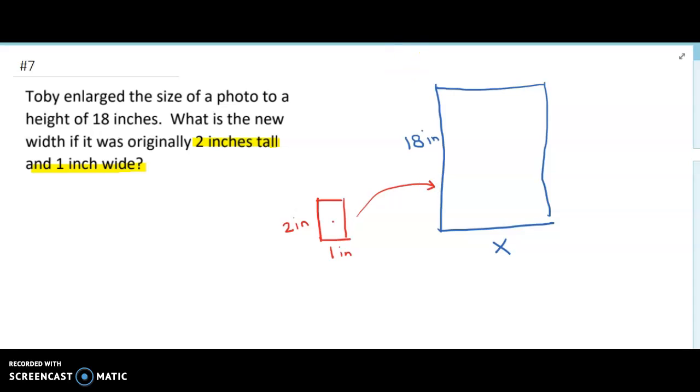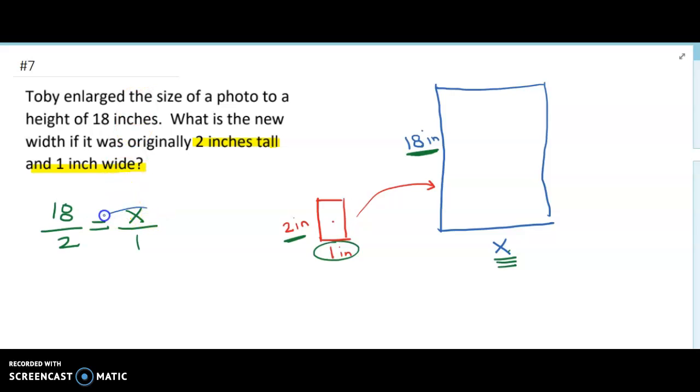So we're going to set up a proportion, which is what we just did. Okay, so we want to find corresponding sides. So 18 is the height over here and 2 is the height over here. So I'm going to say 18 is to 2 as, now if I start with 18, I have to go x first, as x is to 1.